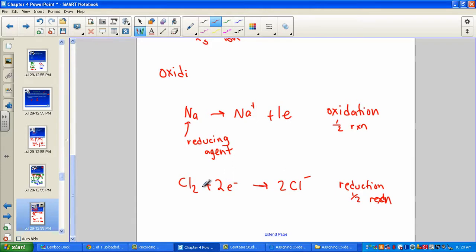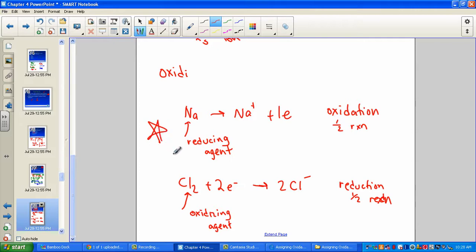The gain of electrons is called reduction. However, chlorine is now going to be called the oxidizing agent. Chlorine forced sodium to be oxidized. Sodium forced chlorine to be reduced. So it's really just a matter of flipping the word when you add the word agent. If you're asked to find the reducing agent, really it's another way of asking you, what was oxidized? If you're asked to find the oxidizing agent, it's just another way to ask you, what was reduced?